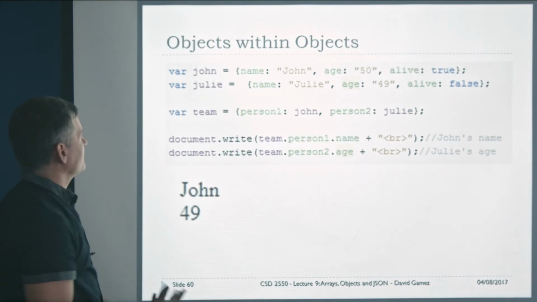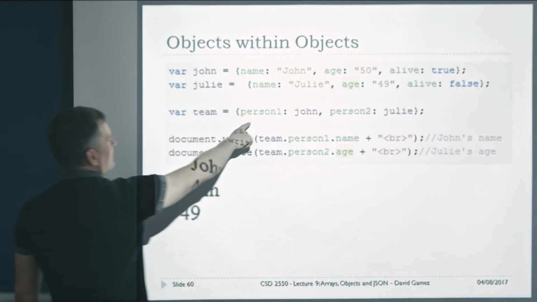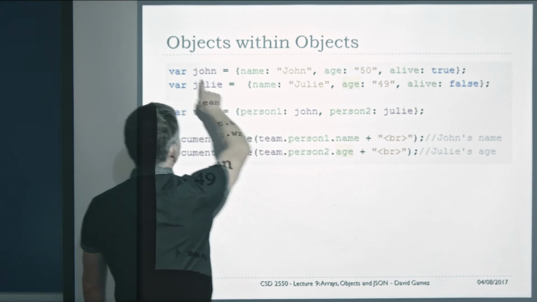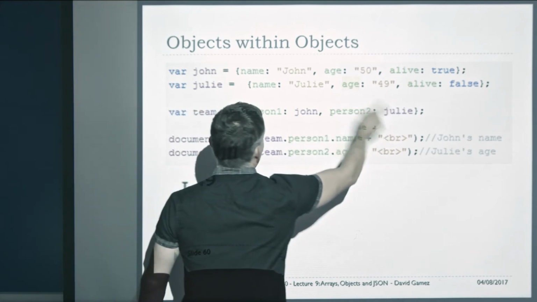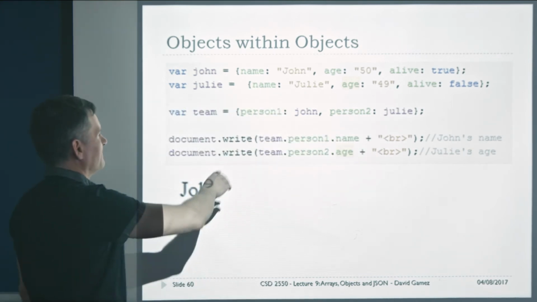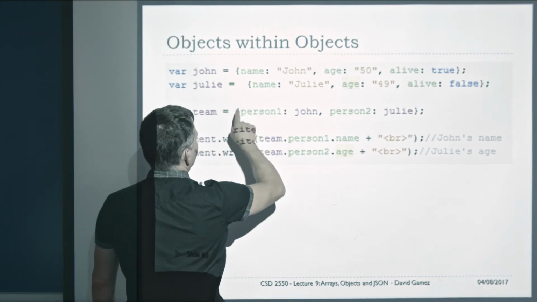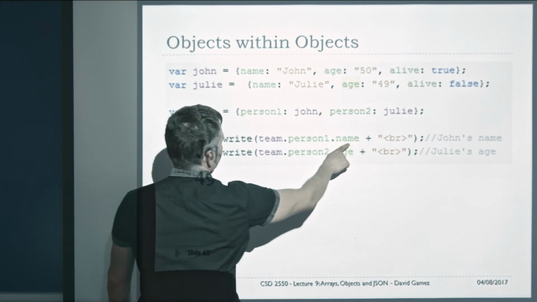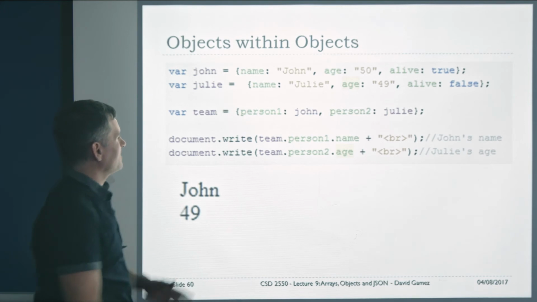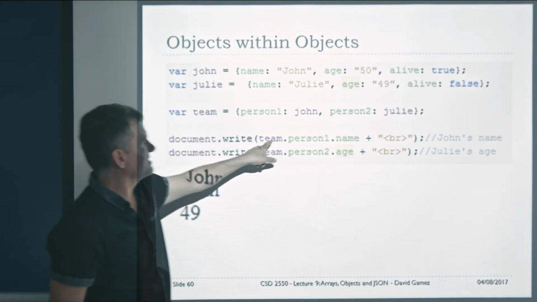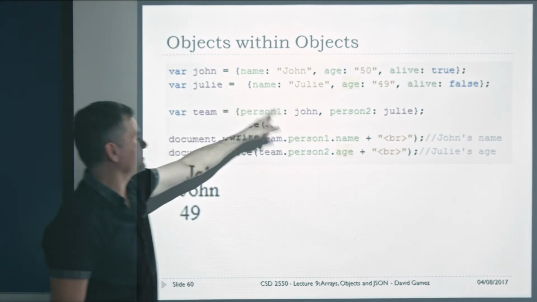We can also have objects within objects. So here we have, again, two objects, and then we have a team where we have the key person1 and the value John. So person1 is pointing to this object here, and person2 is pointing to this object here. So again, we can have team.person1. In this case, it's pointing to John, and then .name, which is accessing this key here. So this is why it gets a little complicated, because the team object is accessing person1 within the team, which is accessing the name within the object that person1 is pointing to.